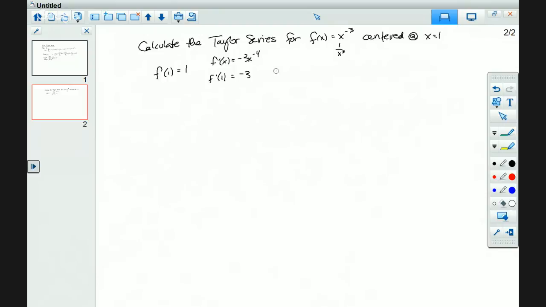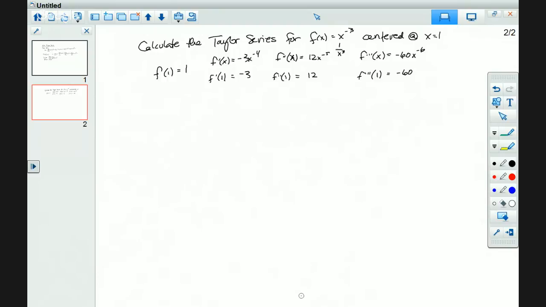And we can do f double prime, which is 12 x to the negative 5th, right? So f double prime at 1 is 12. Seeing a pattern here. The coefficient's the only thing that really matters in this one. Big part of these is noticing patterns. We do f triple prime, negative 60 x to the negative 6th. So at 1 it should be negative 60, right?